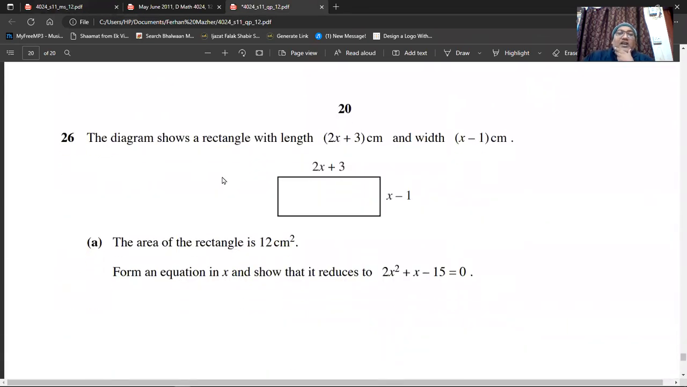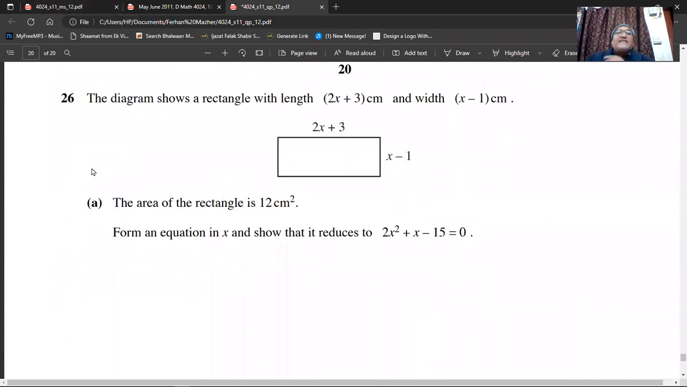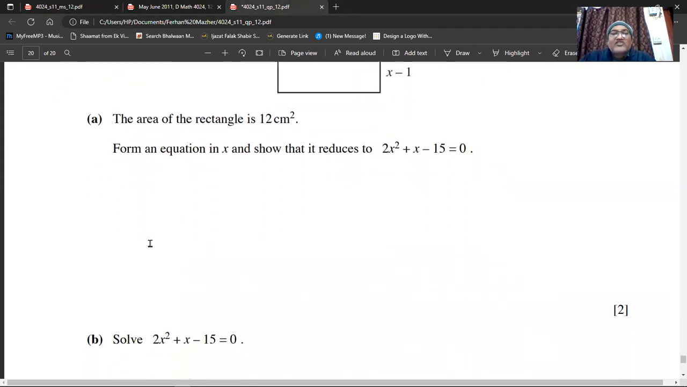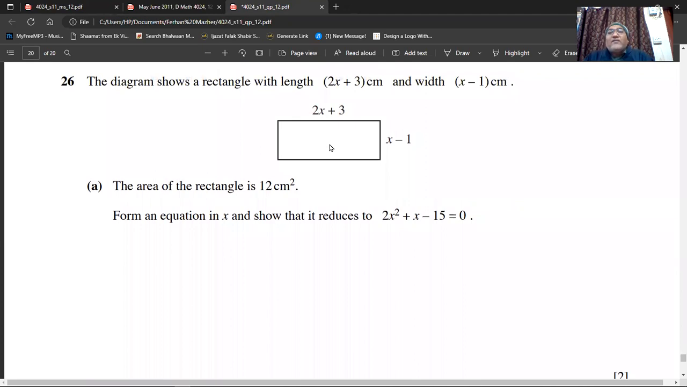So we are on question number 26. He says the diagram shows a rectangle with length 2x plus 3 and width x minus 1 centimeter. The area of the rectangle is 12 centimeters squared. Form an equation in x and show that it reduces to 2x squared plus x minus 15 equals 0.